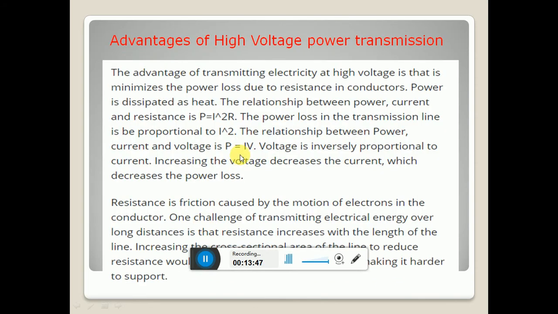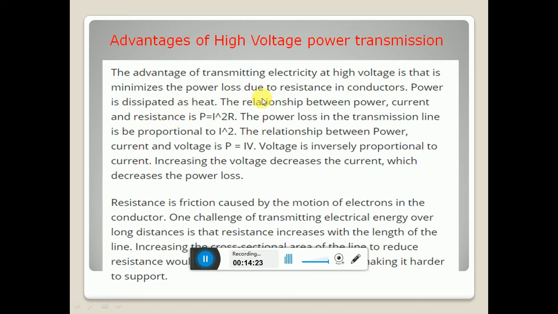This is a very important concept relating to current electricity. High voltage power transmission. We are using electrical cables, the wires coming from the poles into our houses. That pole contains wires which are operating at very high voltages. Why have they given very high voltage? Go through the reason given here. The advantage of transmitting electrical energy at high voltage is that it minimizes the power loss due to the resistance in the conductor. The reason is the power dissipated as heat.